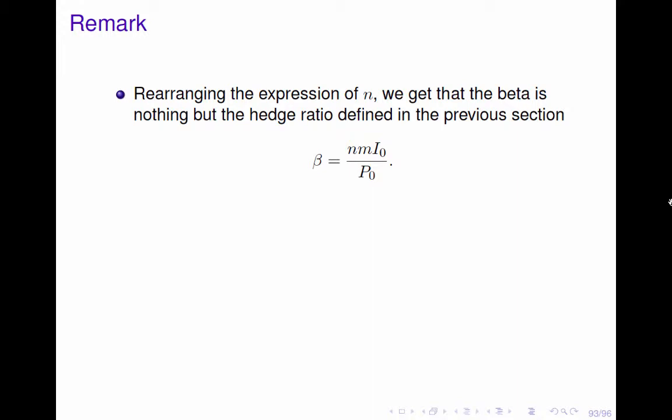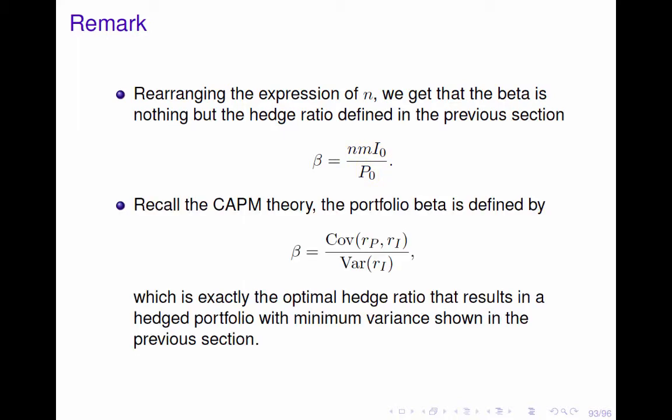Rearranging the expression of N, we get that the beta is nothing but the hedge ratio defined in the previous section, that is, the size of the position taken in the futures divided by the size of the exposure. Recall the CAPM theory. The portfolio beta is defined by the covariance between the rate of return of the portfolio and that of the market, divided by the variance of the rate of return of the market. This is exactly the optimal hedge ratio that results in a hedged portfolio with minimum variance shown in the previous section.